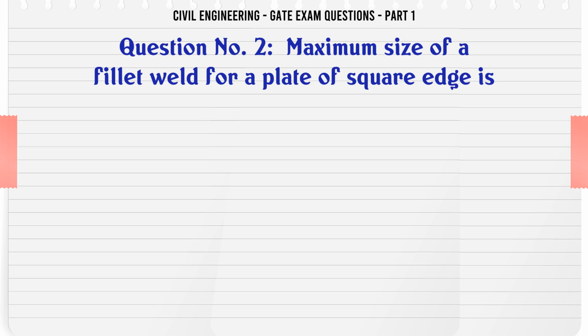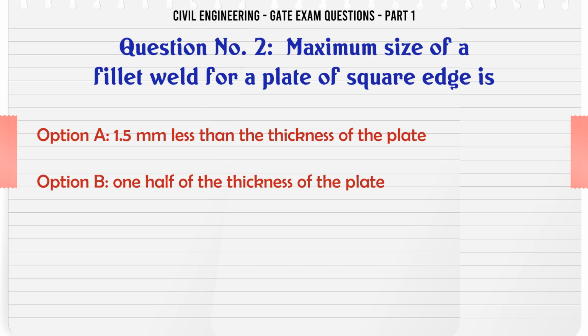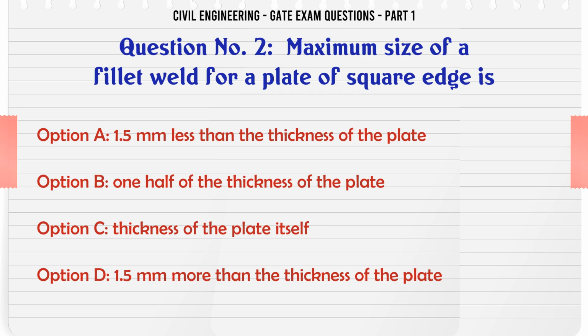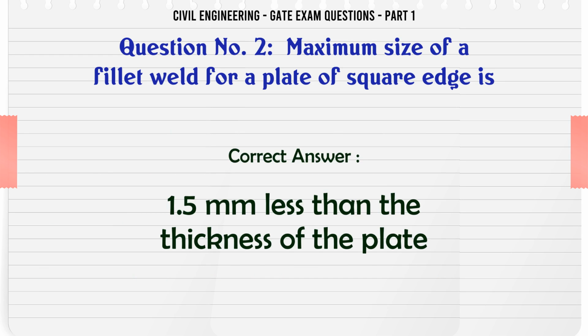Maximum size of a fillet weld for a plate of square edge is: a. 1.5 mm less than the thickness of the plate, b. 1/2 of the thickness of the plate, c. thickness of the plate itself, d. 1.5 mm more than the thickness of the plate. The correct answer is 1.5 mm less than the thickness of the plate.